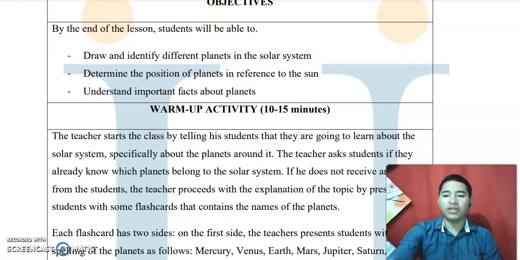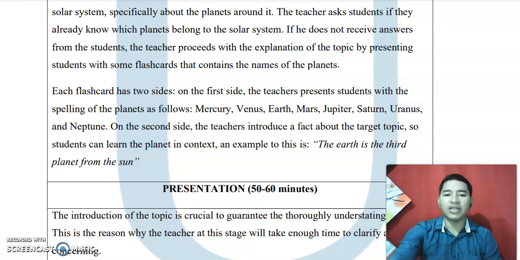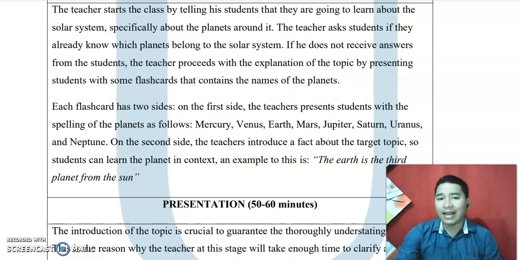Eventually, the teacher is going to start with the presentation of the class, and for this he's going to use flashcards. These flashcards are going to be used from both sides. On the first side, the flashcard is going to have the name of a planet, and on the other side of the flashcard, the teacher is going to display an important fact about the specific planet.